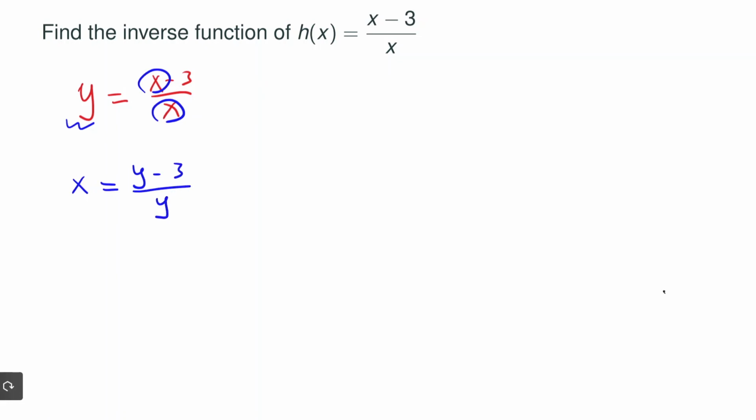Then here now, we're solving for this y right here. So first we multiply by y on both sides. So we get xy equals y minus 3. Since we want to solve for y, we want to have all the terms with y on one side of the equation and the other terms on the other side of the equation. So we can do that by subtracting y from both sides. We get xy minus y equals negative 3.